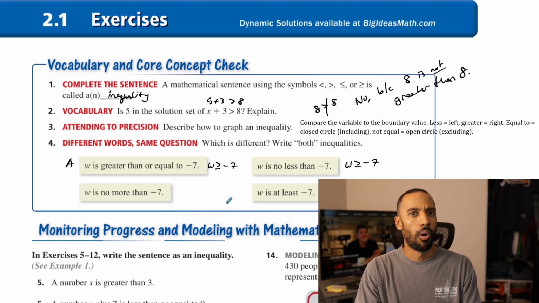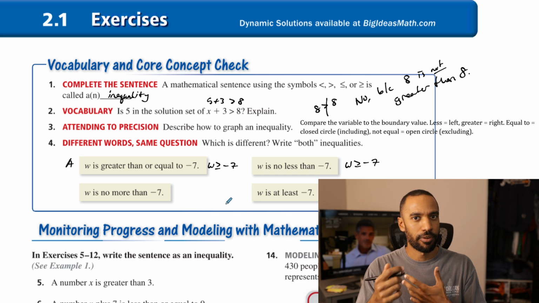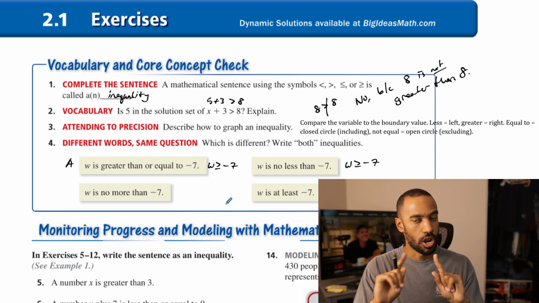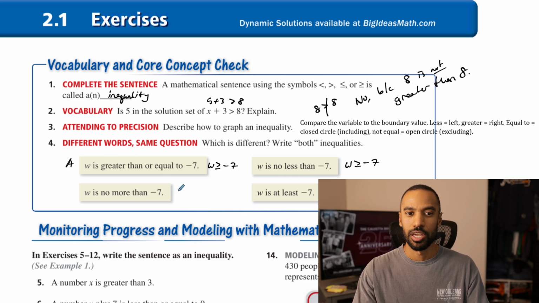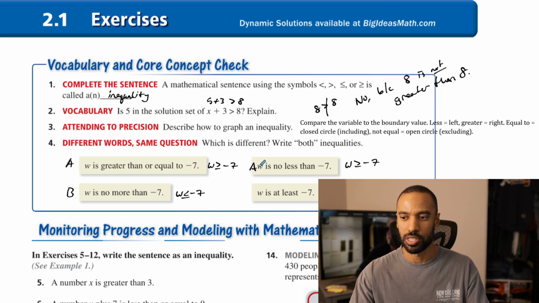W is no more than -7. You may have no more than 5 pieces of chocolate. Oh man, no more than 5 friends over. You can't have more than. No more than. You can have less than. You can have that number. This is less than or equal to -7. So that's different. This is the different one. I'm sorry, this is the same.